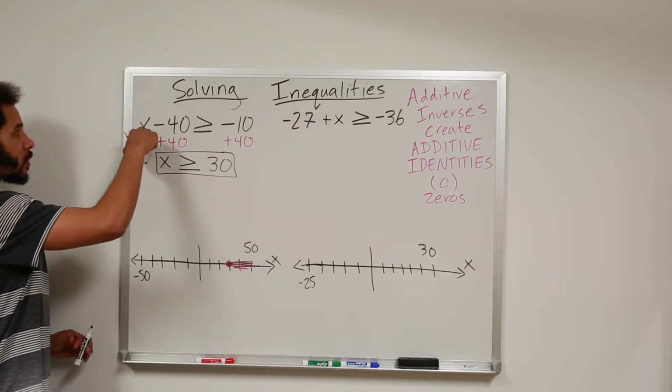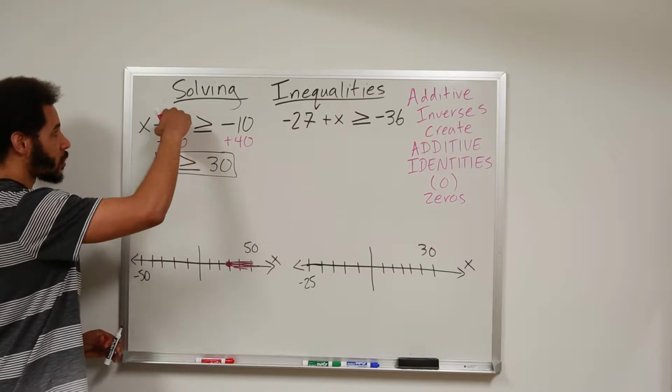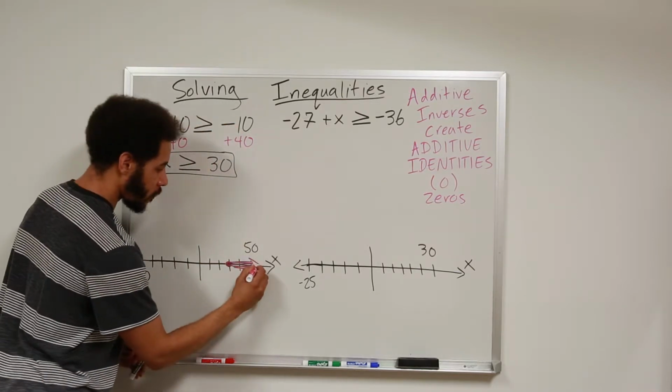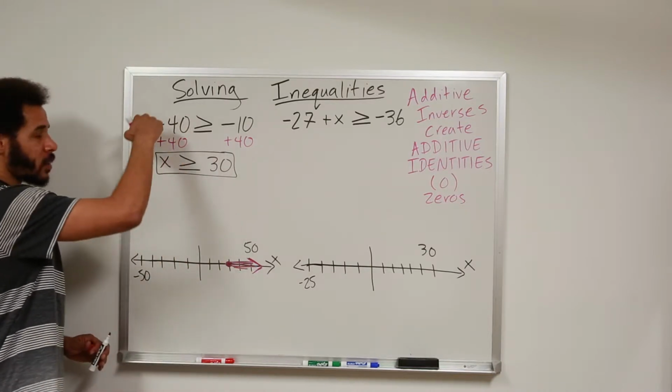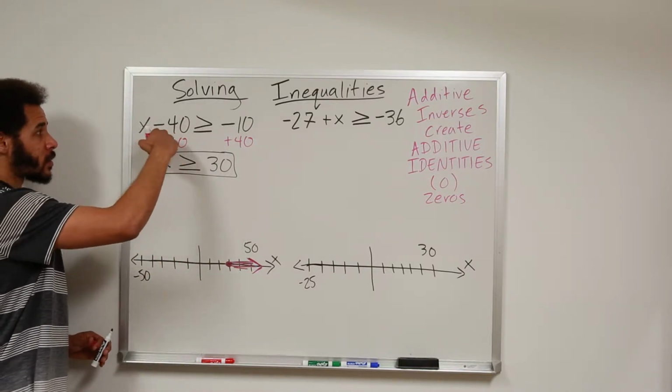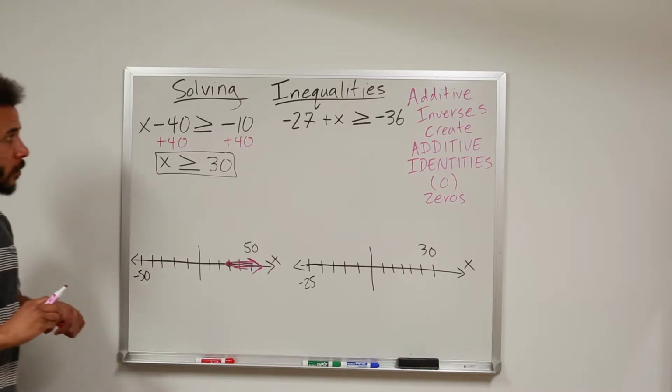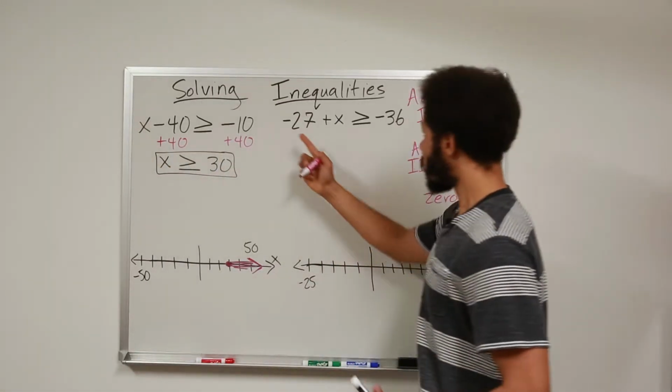Let's see, if we have 50 minus 40, that gives us +10, which is greater than -10. It's always good to take a couple of values here from your solution set, mentally plug them back into your expression to make sure it makes the inequality true. Let's come over to the other side. We're going to read it out.